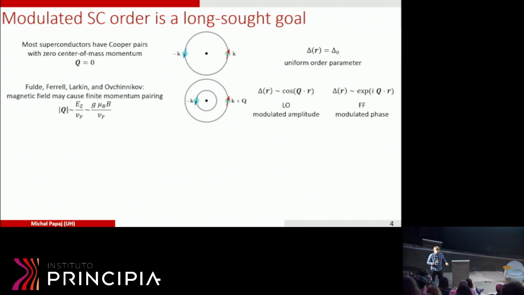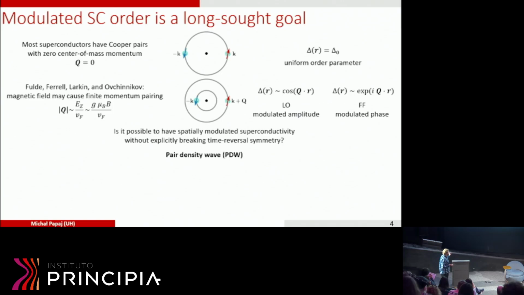So a natural question arises. Do we have to explicitly break time reversal symmetry to obtain such a finite momentum pairing? This is a very intensively studied area, and the answer is that we can have something called a paired density wave, where through strong correlations we can actually have a system in which the non-zero Q is the nature of the superconducting order parameter.